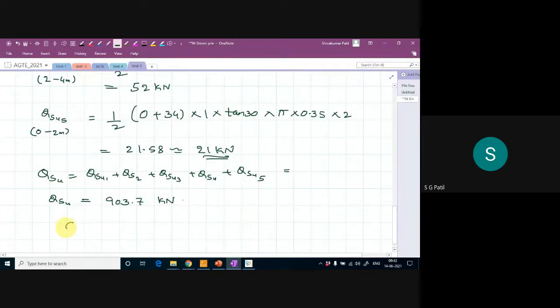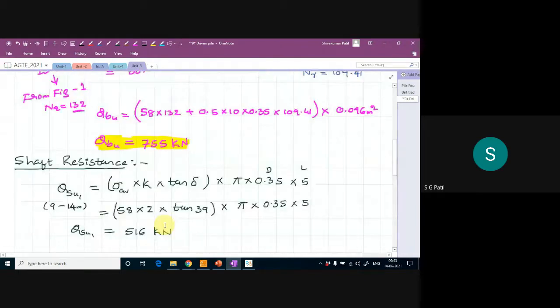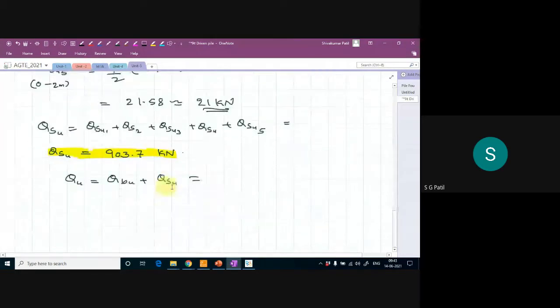So now, what is Q ultimate? Q ultimate is equal to Q base ultimate plus Q shaft ultimate. Okay, so this is my second. Base ultimate, how much I got? 755. 755 plus 903. I'll take this as 903.